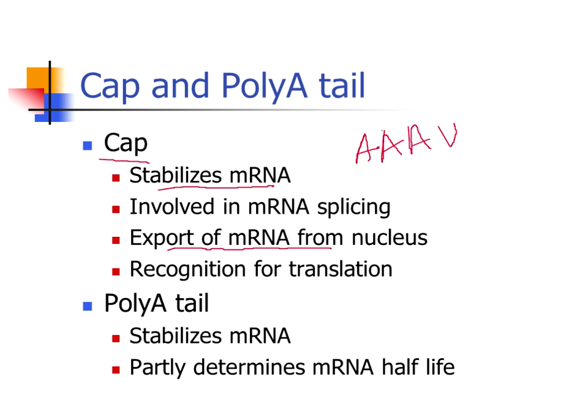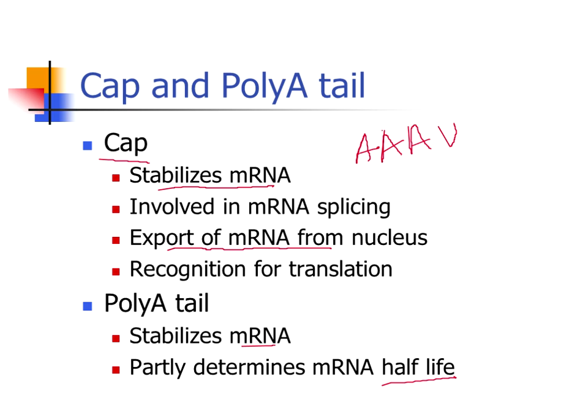So the book has a consensus sequence in it, but essentially that long tail stabilizes the messenger RNA because it adds more stuff to it, and it partly determines the messenger RNA half-life. What do we mean by half-life? How long the messenger RNA is going to stay in the cytoplasm.